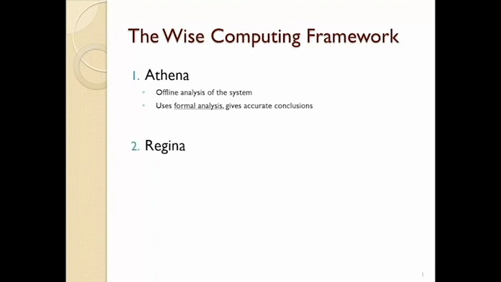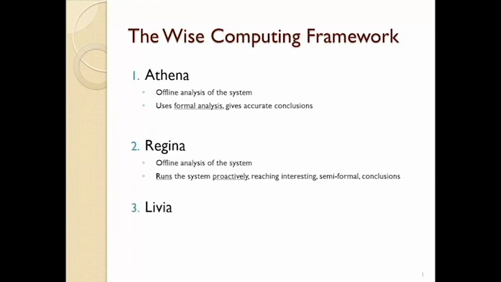The second component is called Regina. Like Athena, Regina is also an offline tool, but the difference is that she uses semi-formal methods, and basically her strategy is to run multiple simulations of the system and to look for interesting properties that the programmer may or may not have had in mind. Consequently, her conclusions may not be as accurate as Athena's, but she is more lightweight and can thus better cope with the state explosion problem.